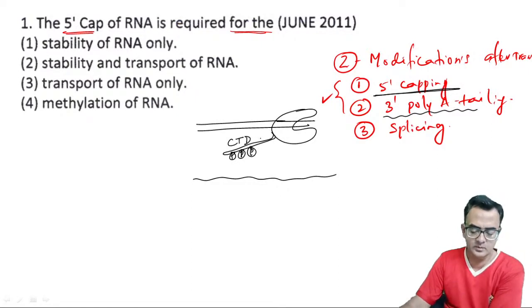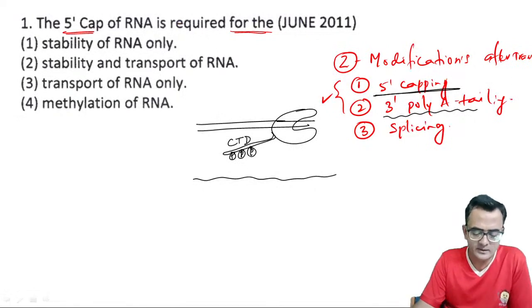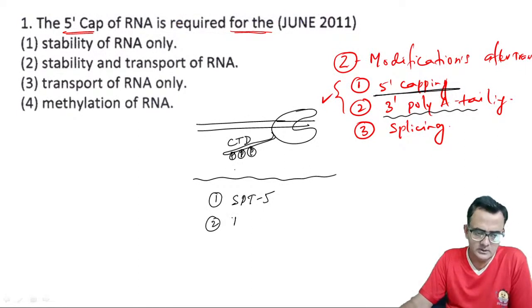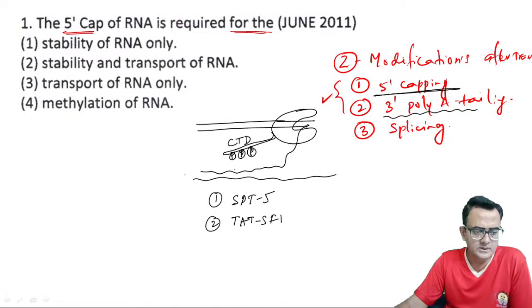After the phosphate group addition, they start recruiting other enzymes. Some of the important ones we write here are spt5 and another important protein which plays an important role here, TAT-SF1. And suppose this is the transcript, this is the mRNA.